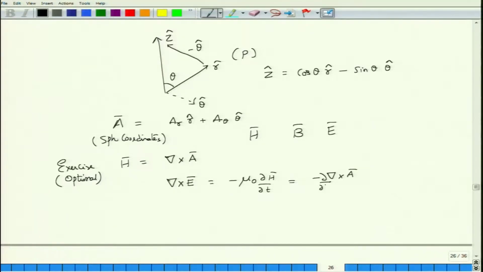So there is a del by del t, and interchanging the positions of del cross and del by del t, I can rewrite this as minus del cross del A by del t. So I have on the left hand side a curl of the electric field, and on the right hand side the curl of some other quantity, with a minus sign. So I can push this quantity to the left hand side and obtain del cross E plus del A by del t. Okay.